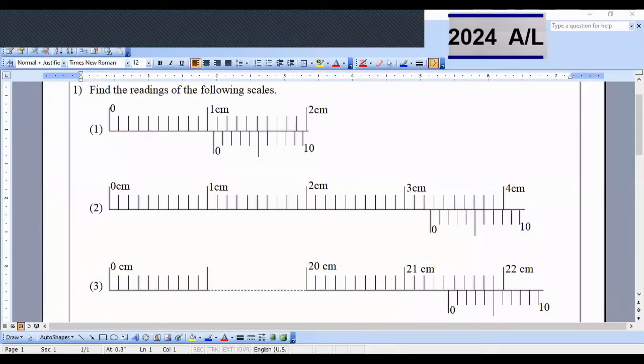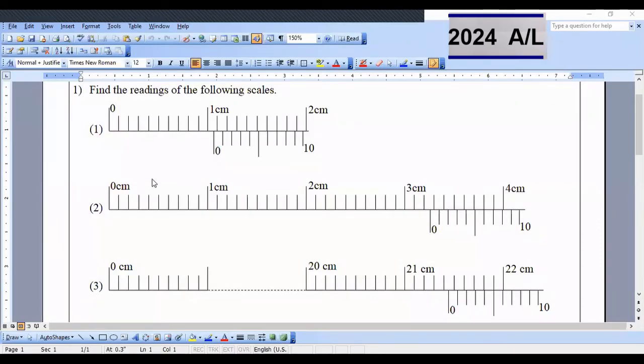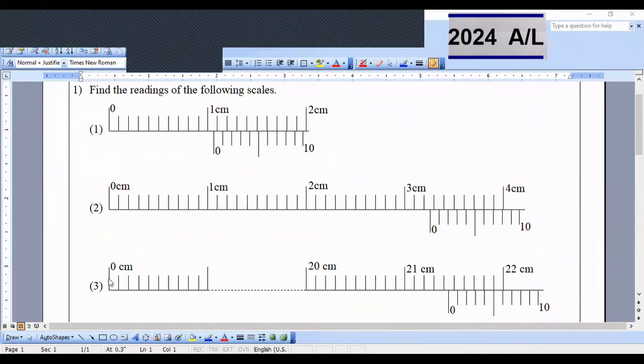Let me show you the vernier caliper reading sheet number 1. Can you see the reading sheet number 1? We have discussed question number 1 and question number 2. Let's go to question number 3. According to question number 3, you should see this 21 centimeter line.